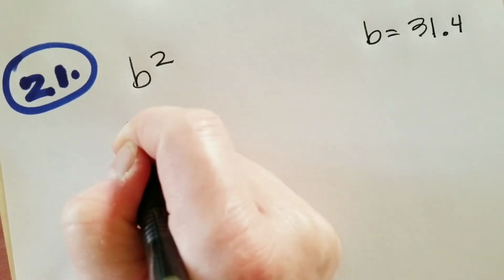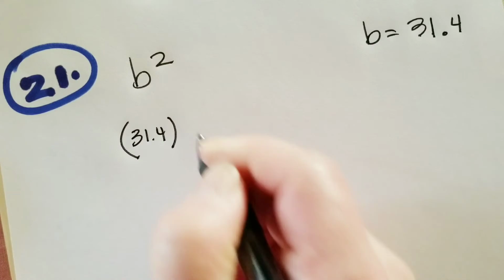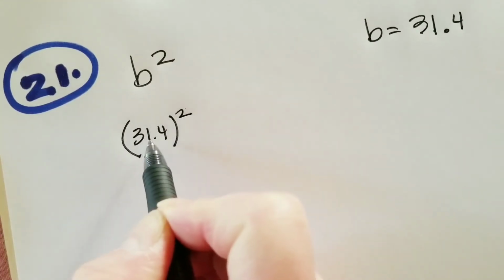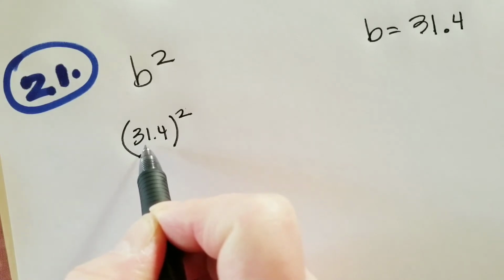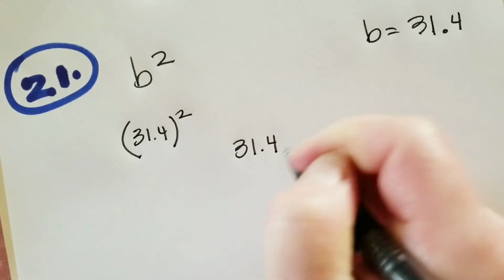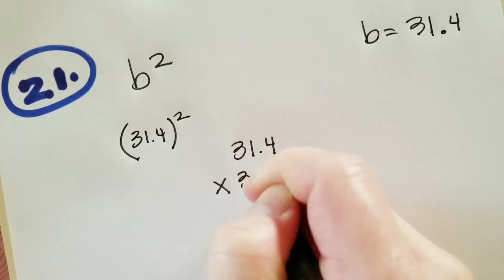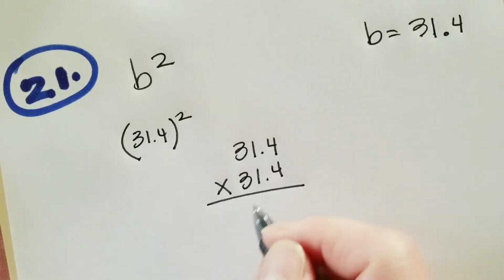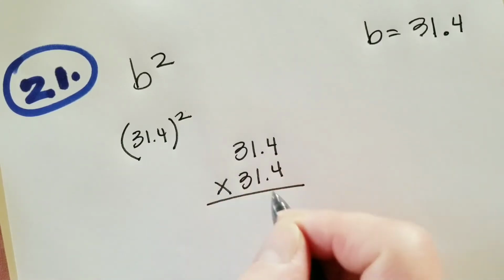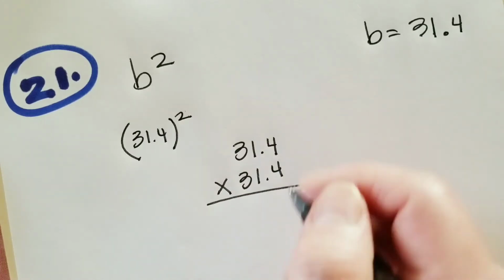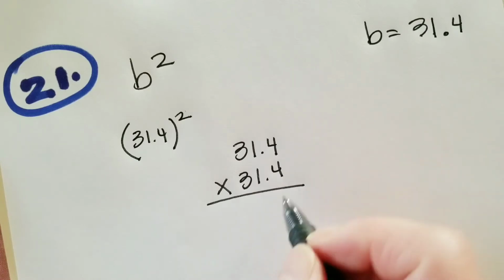For 21, our value is 31.4, so plug in 31.4 where b is. And here we have an exponent, which tells us how many times we're going to multiply 31.4. So 31.4 times itself. You multiply it 2 times. And so just go ahead and do all the multiplication. Pause the video so you can try it. I'll go ahead and help you out to make sure you have the right answer.